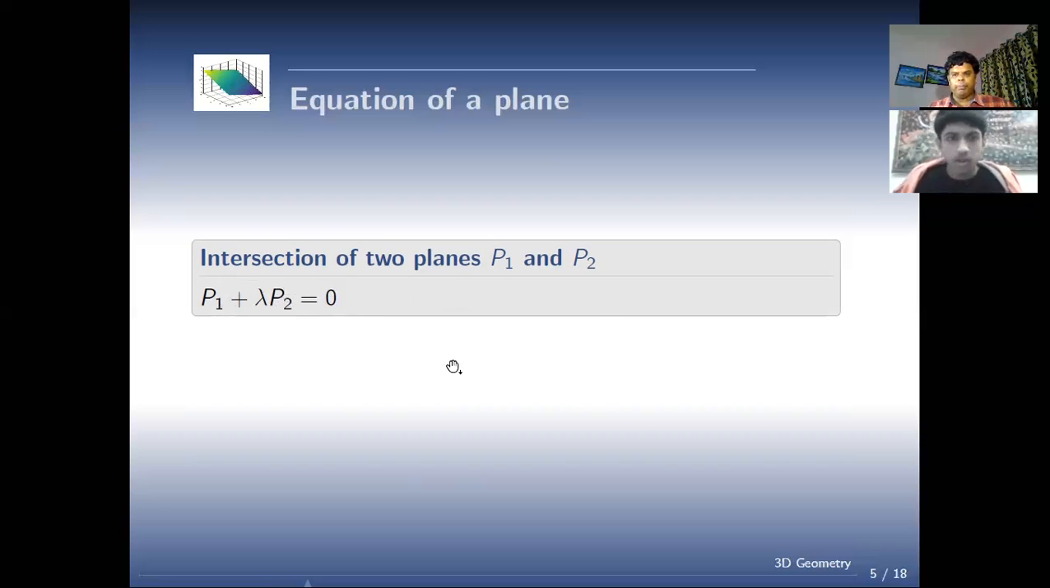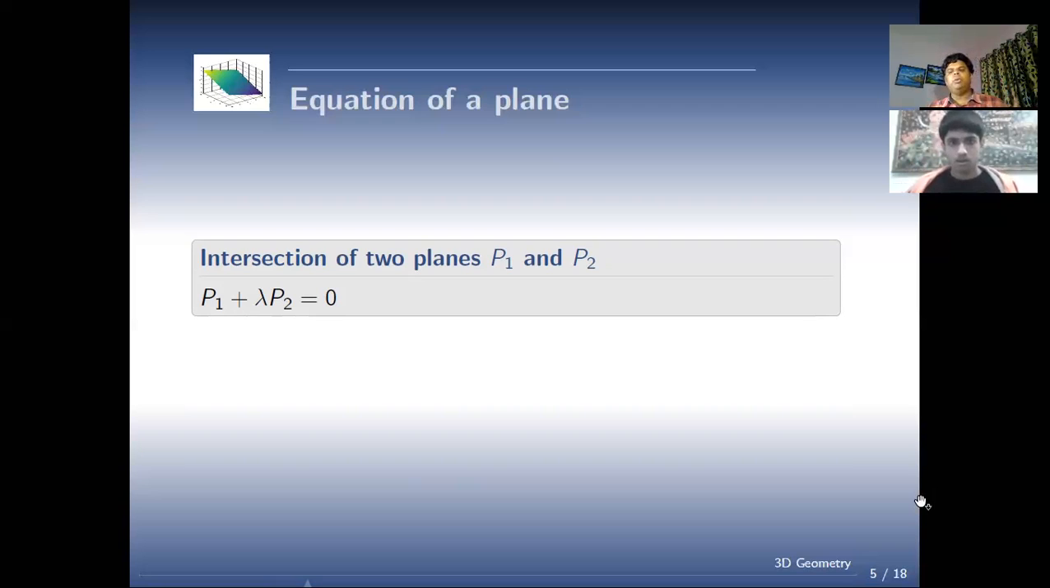Here, what are P1 and P2 exactly? Are they like the normal vector ratios to those planes? No, P1 is the equation of the first plane and P2 is the equation of the second plane. P1 will be A1x plus B1y plus C1z plus D1 equal to 0, and P2 will be A2x plus B2y plus C2z plus D2 equal to 0.